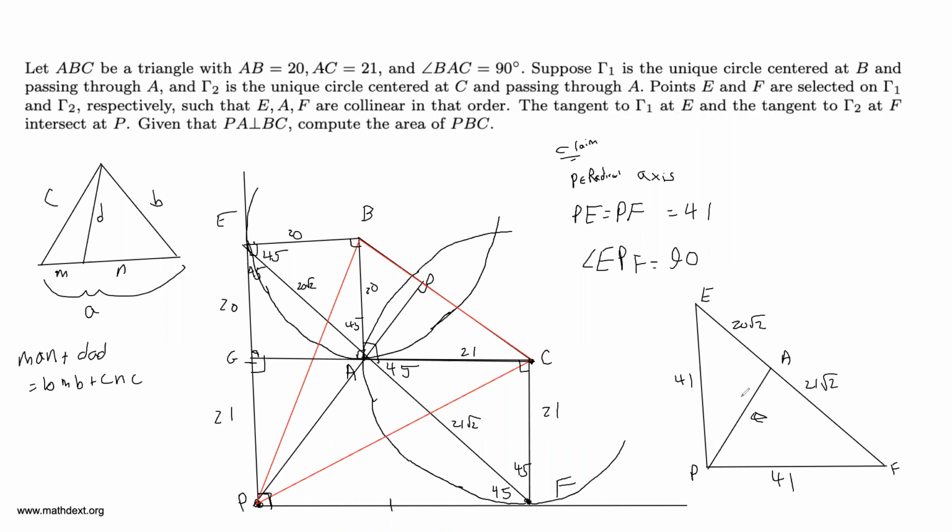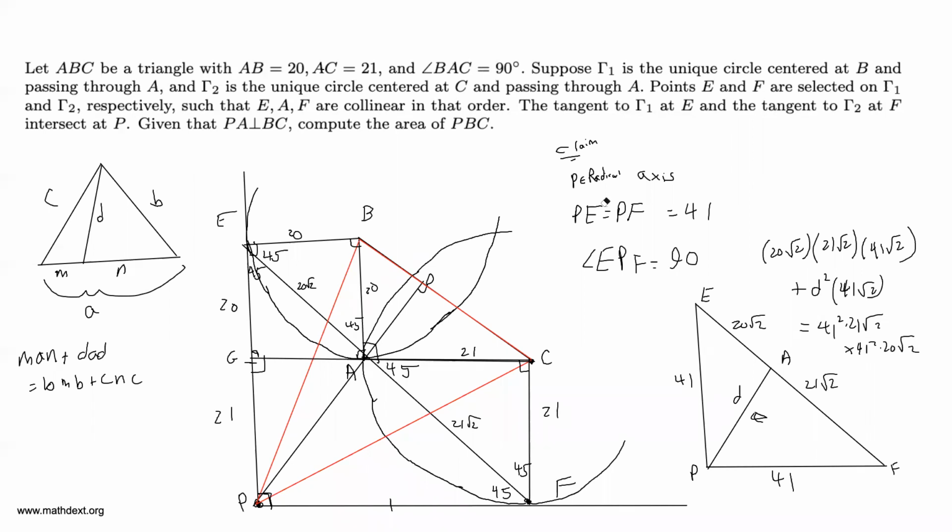We're going to call this one D. We get by Stewart's theorem 20 root 2, 21 root 2 times 41 root 2 plus D squared times 41 root 2 equals B M B plus C N C: 41 squared times 21 root 2 plus 41 squared times 20 root 2.